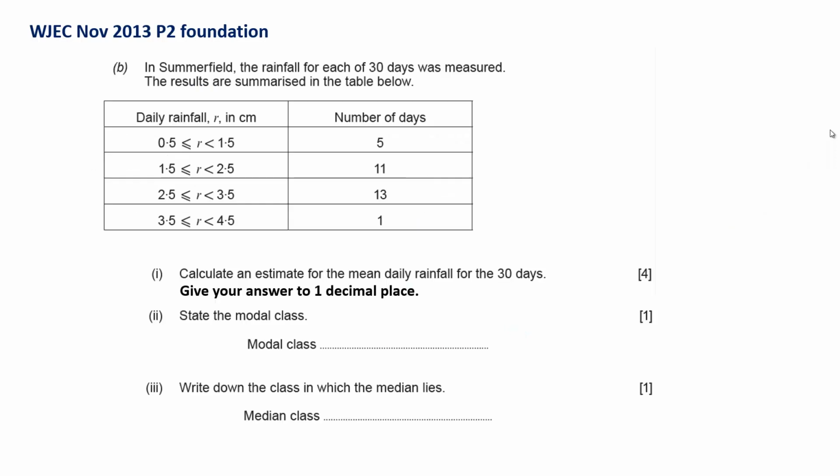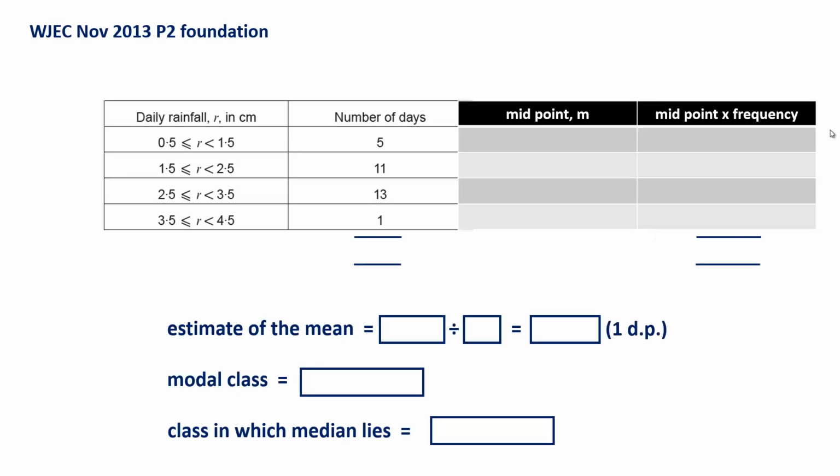And we've got to get an estimate for the mean to 1 decimal place. Then we've got the modal class business and the class in which the median lies. Okay, so over to you now. Press pause, work out all 3, press play when you're ready to check your answer. Okay, let's have a look at the estimate for the mean first. There's a little setup for us there. We've got our 2 columns.